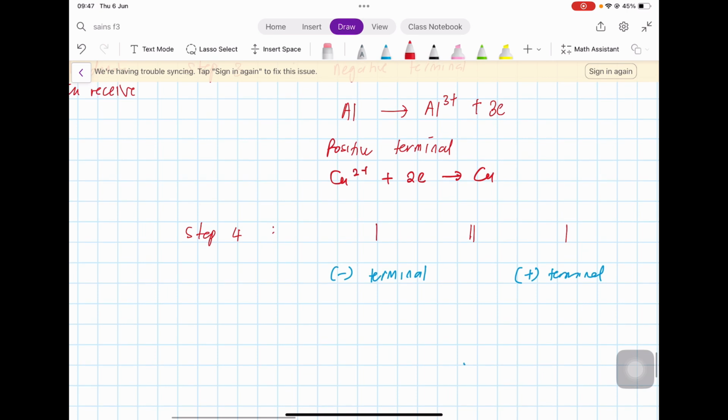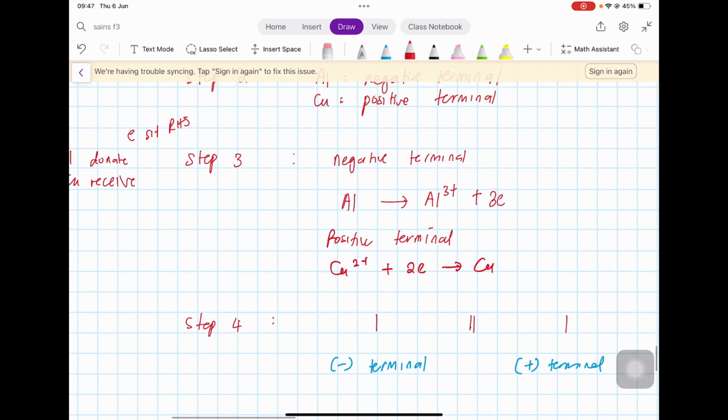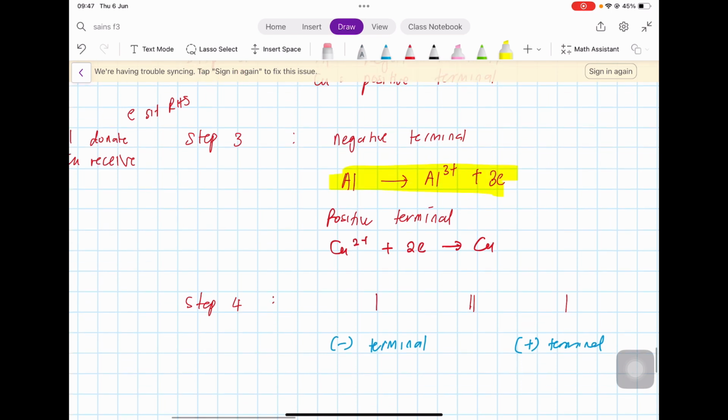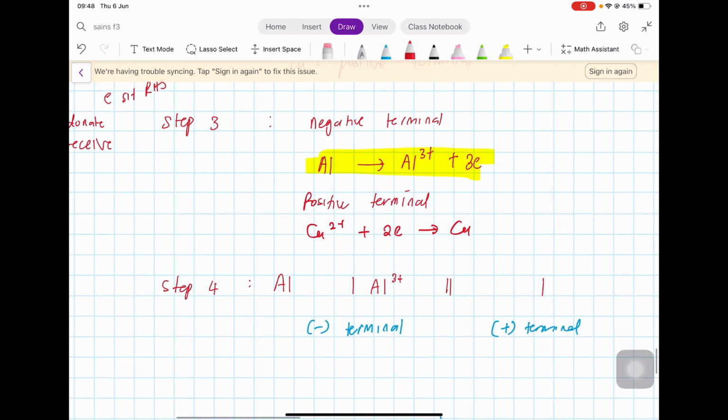Okay, so what happens here is you go and look at the negative terminal. Negative terminal is which one, this one, right? Okay, so now the one on the left, you write on the left Al, and then on the right you put on the right. But don't put electron. This is just the aluminium ion. Okay, not electron. Okay, so that's it. And then positive terminal, on the left we have Cu2+, on the right you have Cu.